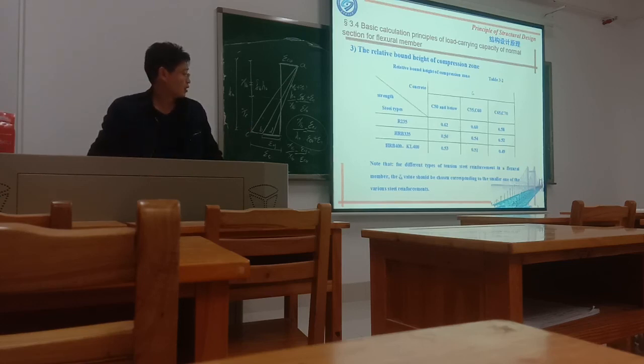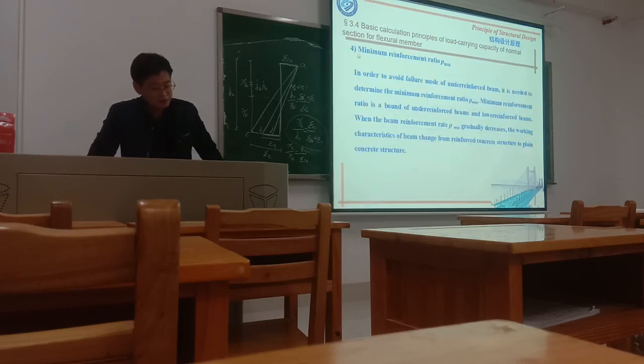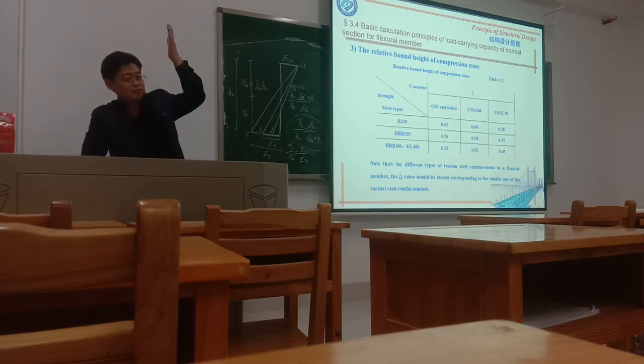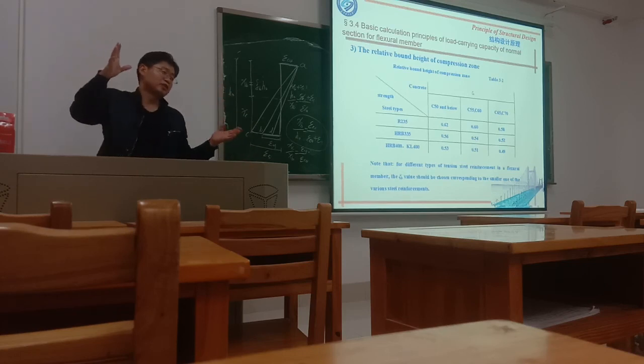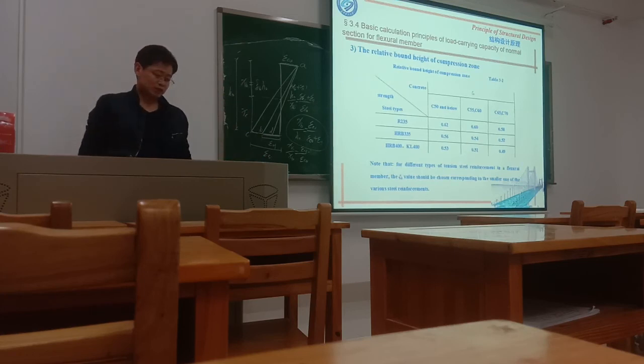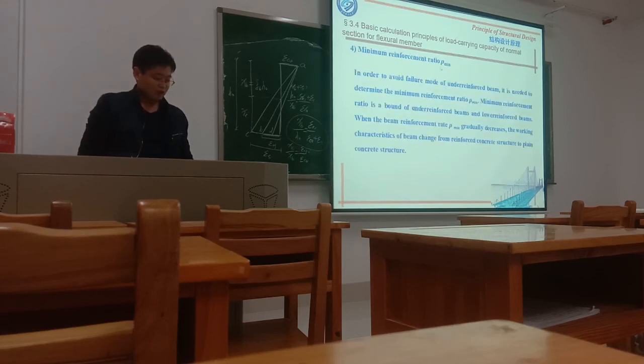Normally it's just around 0.5. This boundary condition is the maximum reinforcement ratio. For an appropriate reinforcement design, the ratio should be smaller than the maximum reinforcement ratio and larger than the minimum reinforcement ratio. So, how do we get this minimum reinforcement ratio? In order to avoid the failure mode of the under-reinforced beam, it's needed to determine the minimum reinforcement ratio.